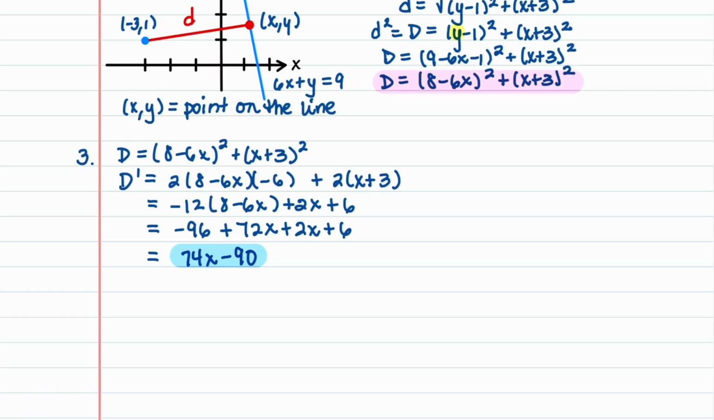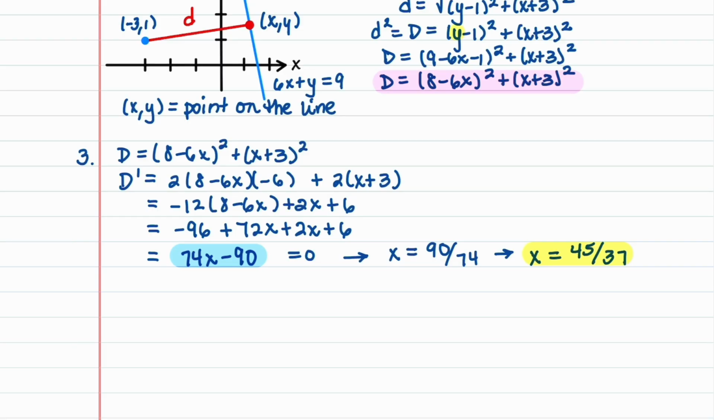Now we can find the critical value. We're going to set this equal to 0. And this is going to give us that x is equal to 90 divided by 74. And we can divide both of those by 2. So we get that x is equal to 45 divided by 37. And let's highlight that.